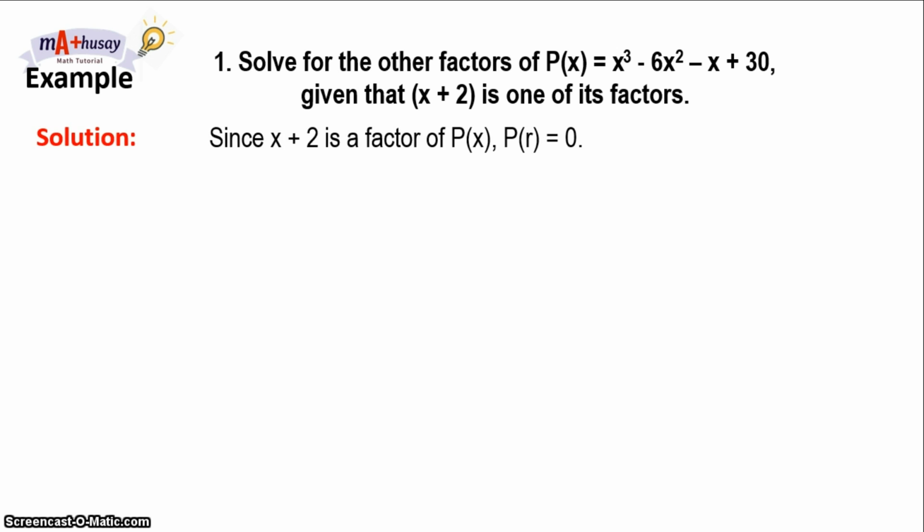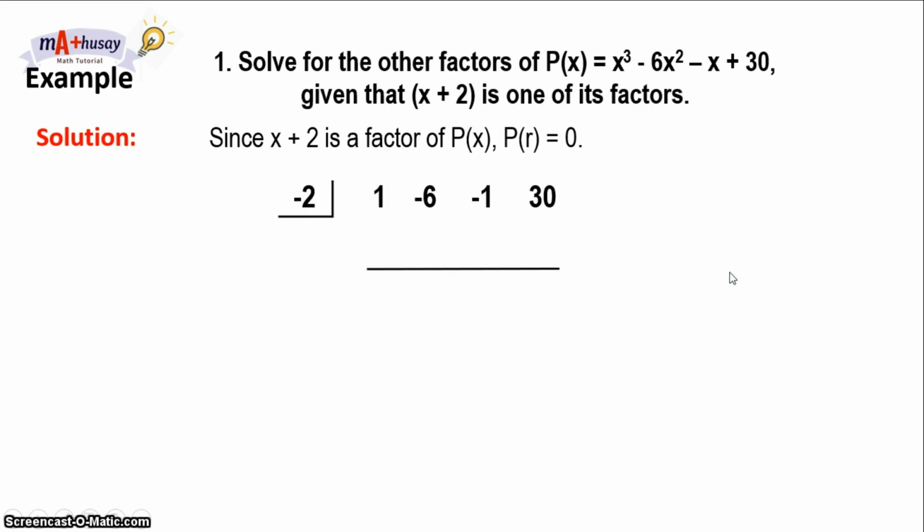Now let's factor x cubed minus 6x squared minus x plus 30 using synthetic division and the remainder theorem. First, we get the numerical coefficients of p of x. So we have 1, negative 6, negative 1, and positive 30. Your r is equal to negative 2, right? Because if you equate x plus 2 equals 0, then x will be equal to negative 2.